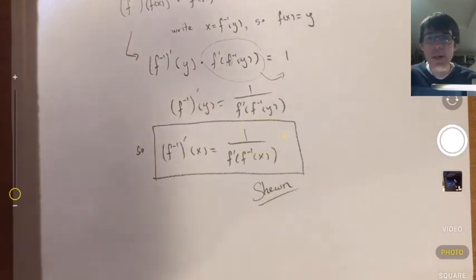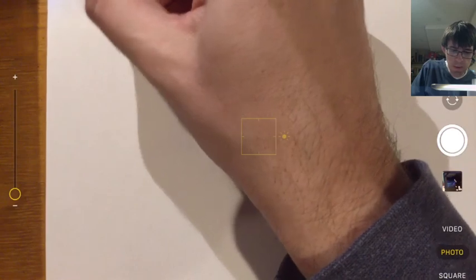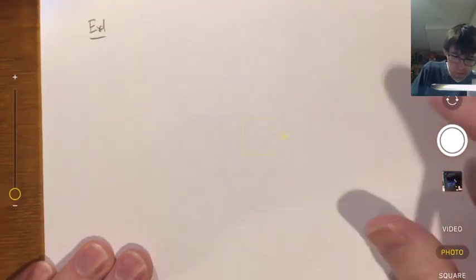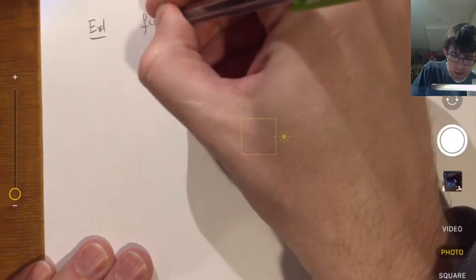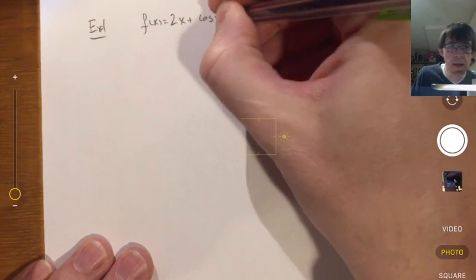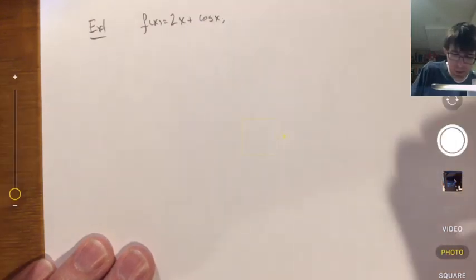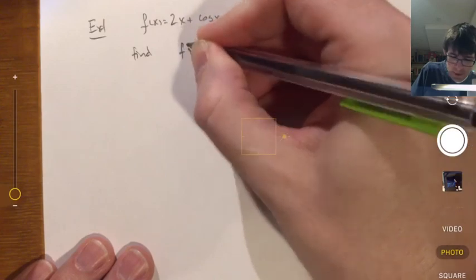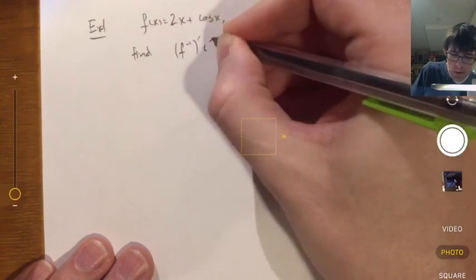Oh, no, I had one example. Actually, this is going to be real quick, so this will be a perfect way to finish our class. I hope you wrote that formula down, because we're about to use it just to do this example. So, as an example, here's a function, f of x equals 2x plus cosine x. And your job is to find f inverse prime of 1 using the formula.